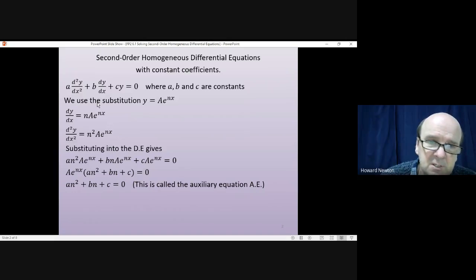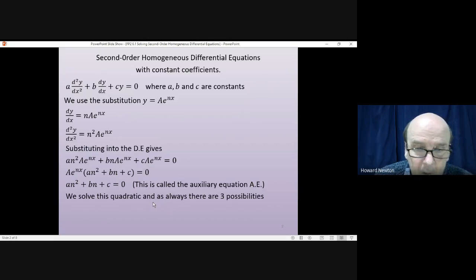And you'll notice you don't have to do all of this working to get there. If you look at the original differential equation, the d2y by dx squared becomes n squared, the dy by dx becomes n, and the y doesn't become anything at all. So you just get an squared plus bn plus c equals 0. And you can always go straight from the question to the auxiliary equation. We solve this quadratic, and as with all quadratics, there are three possibilities. And those three possibilities do lead to three very different types of solution.